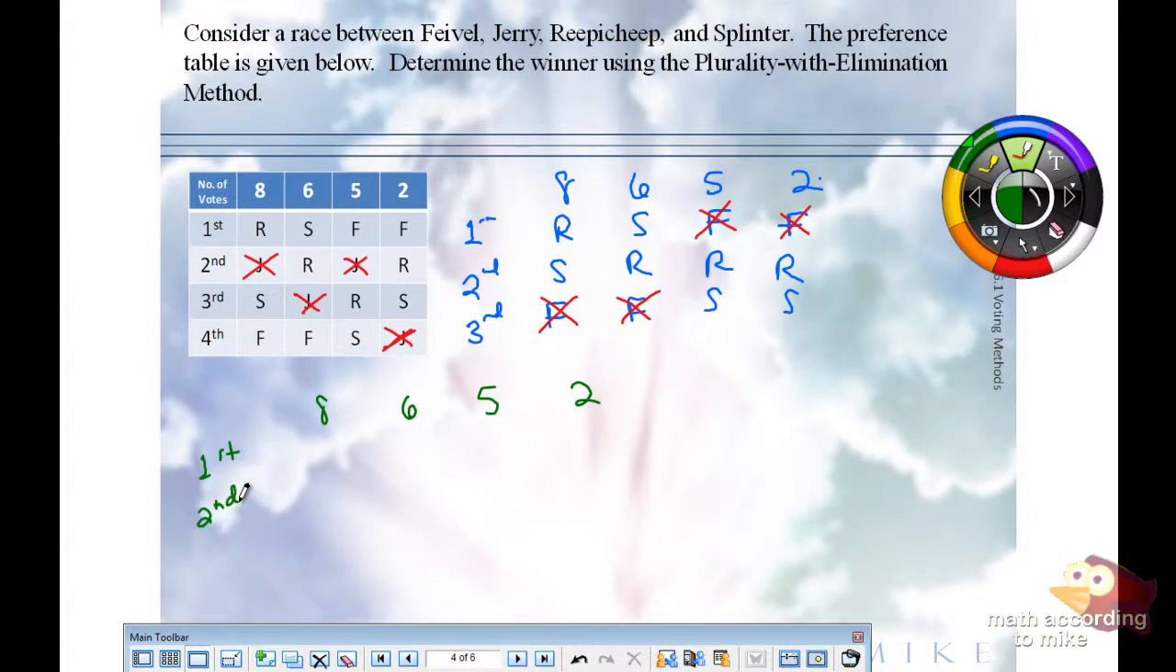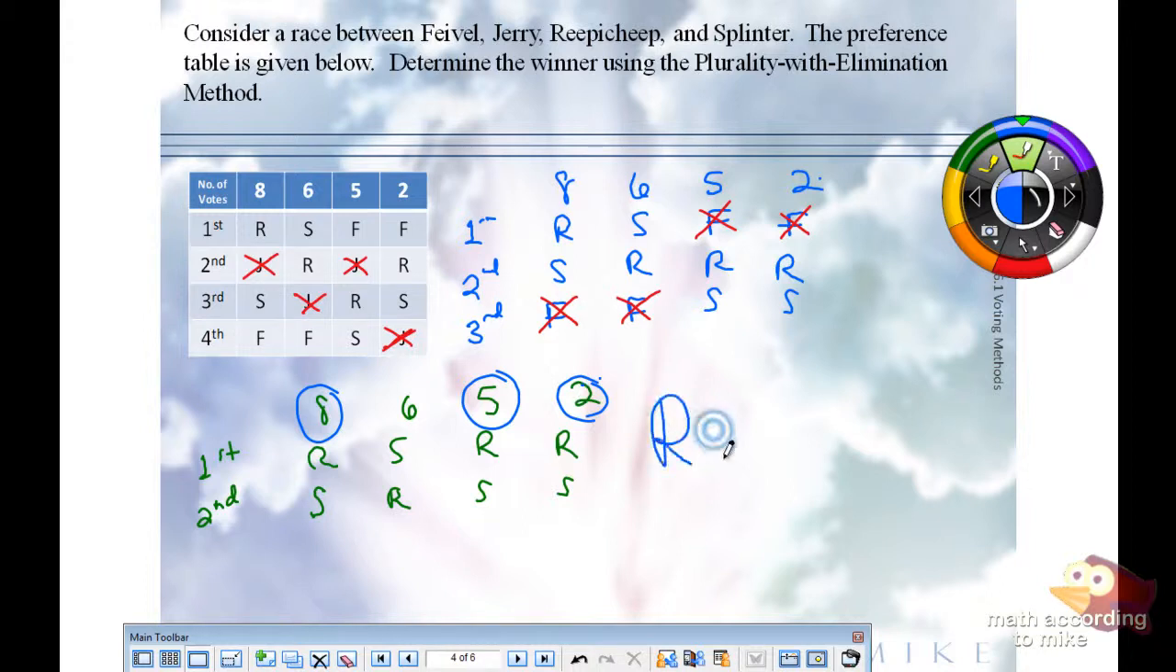So the new first column is just R, S. Then we have S, R. Then we have 2 R, S's. Well, now notice that Reepicheep gets 8 plus 5 plus 2, which is 15 votes, which is much more than majority. We just needed 11 or more. So who wins? Reepicheep.